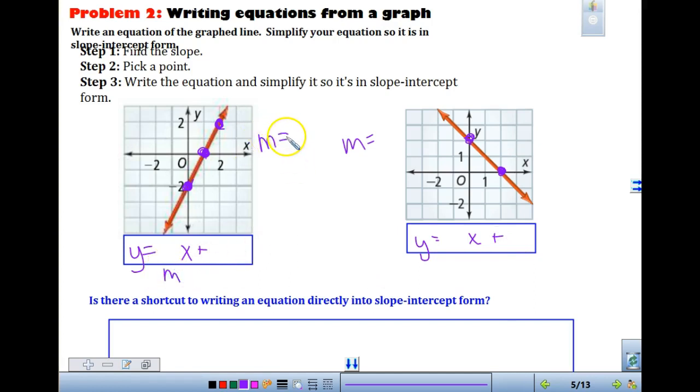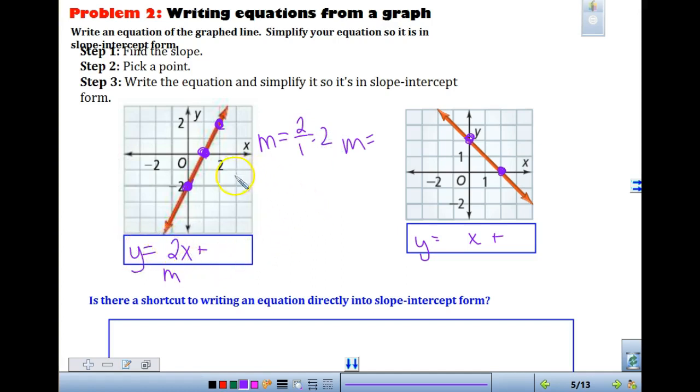So up here, what did we have for the slope when you talked to your shoulder partner? What did you guys have, Sam? Slope of 2. Could I write it as 2 over 1? Yep, and then write it as 2. So I'm going to have y equals 2x.